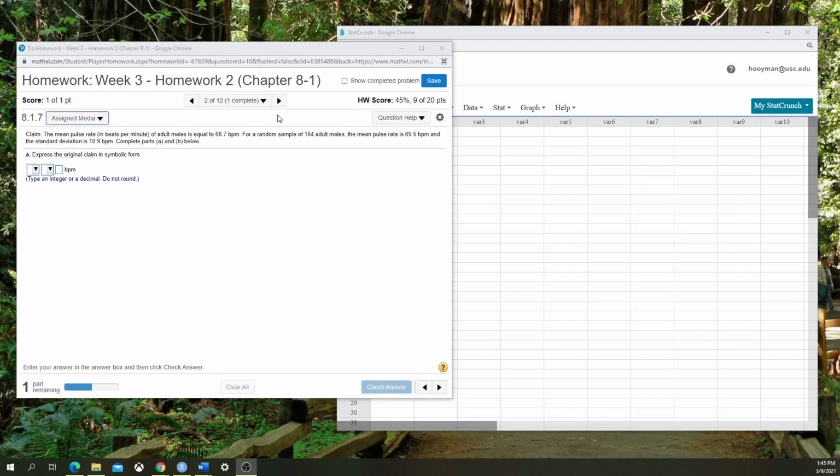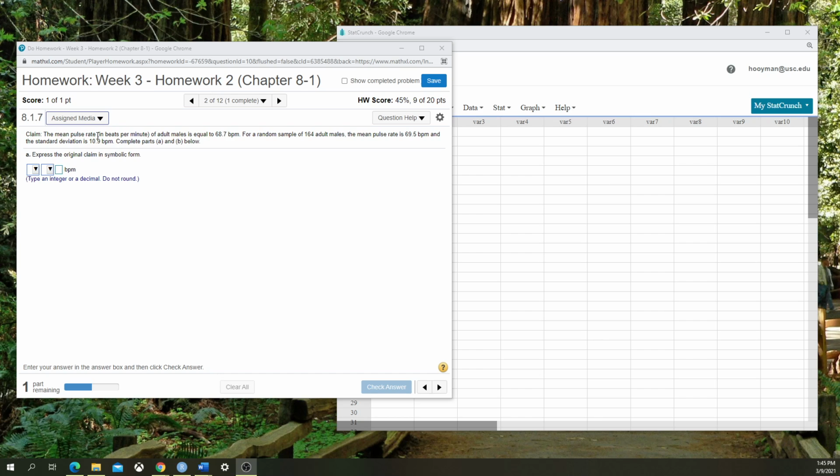Hello class. Today we're going to go over how to calculate test statistics for a one sample t-test. First we're going to start off with this first question here, because we have to understand, in symbolic form, what we are trying to calculate in terms of a claim versus that claim in reference to a null hypothesis and an alternative hypothesis.